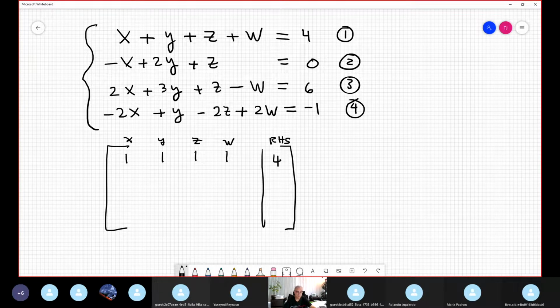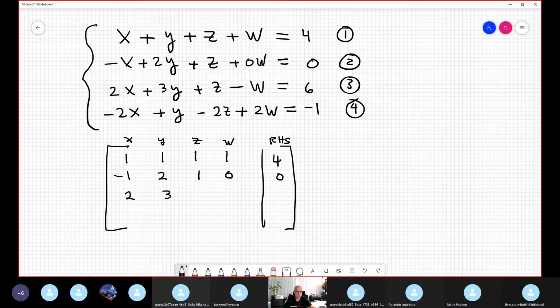This is my first equation. My second equation is -1, 2, 1. W is missing, is 0. Here it's equivalent to say no W. And the right-hand side is 0. Okay, 0 is a number.